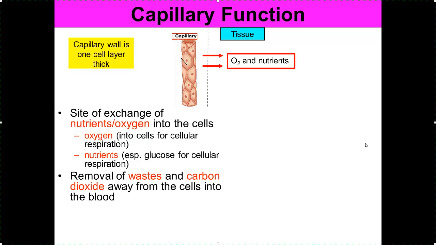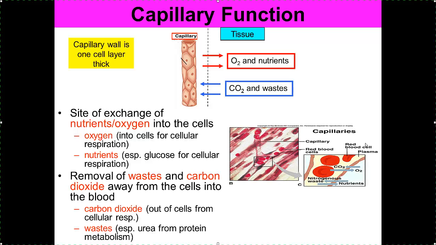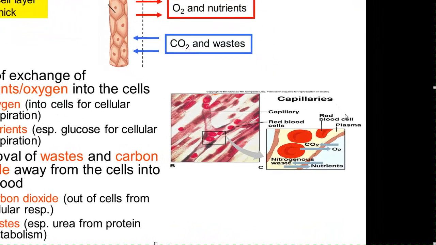And again, that's a concentration gradient for the most part. So things like carbon dioxide and urea from protein metabolism are things that are removed from your cells. So anything that could cause cellular damage that they don't want, that ultimately you have to get rid of, gets removed.